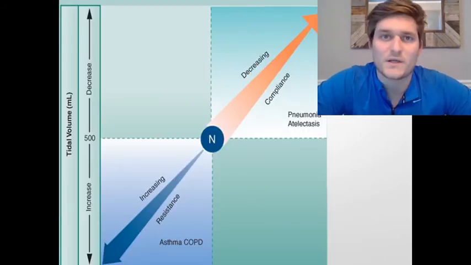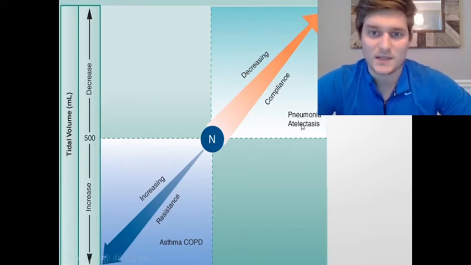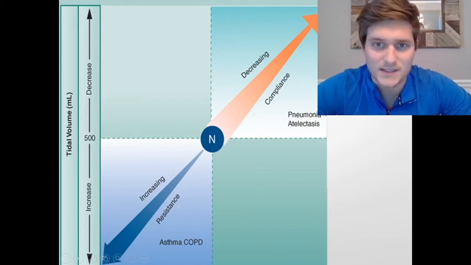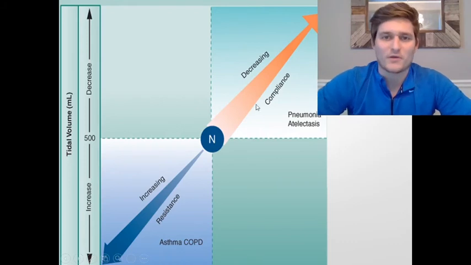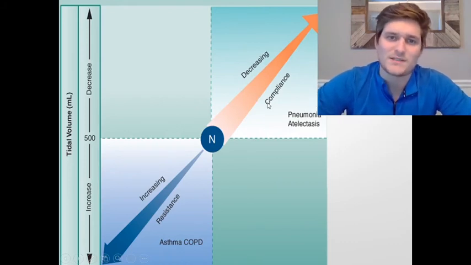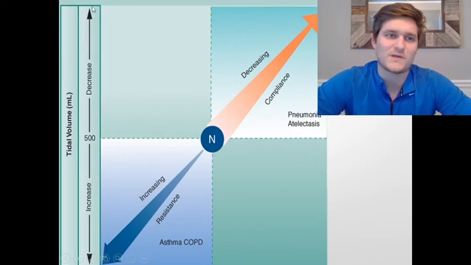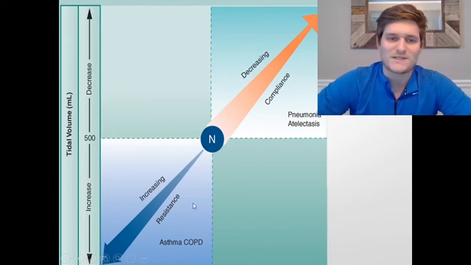Here we can see different conditions which impact compliance and resistance. In the case of pneumonia, this is an inflammatory disease where we have a lot of inflammation around our lungs, and this is going to lead to a decreased compliance. And because of that, this is going to decrease the tidal volume, or the amount of air moving in and out of the lungs. We also have what's called restrictive diseases, such as asthma or COPD.